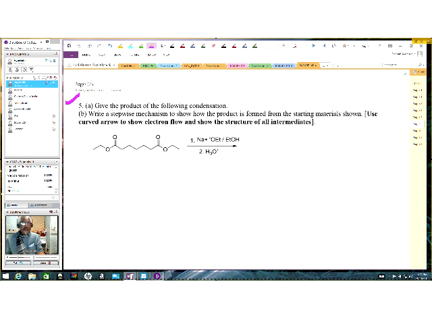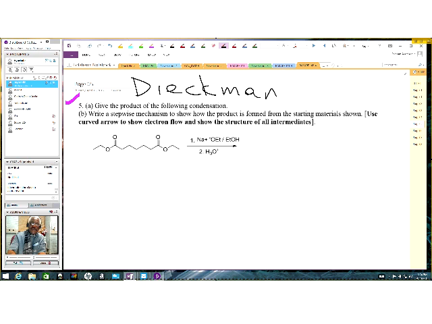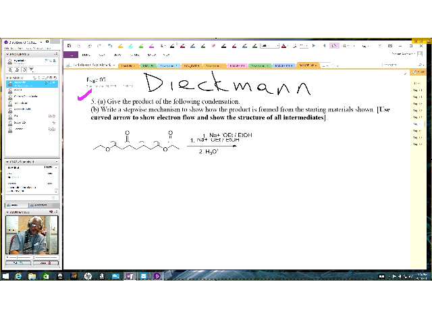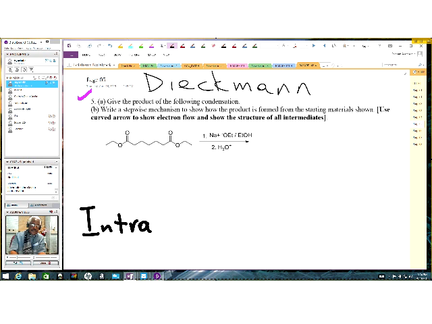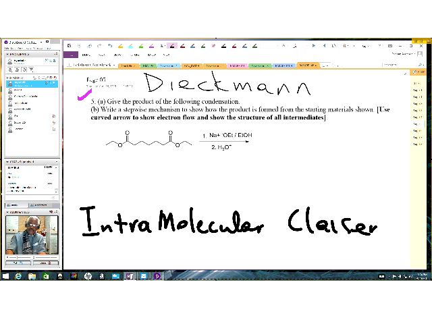Okay. So in this particular question 5, what they want us to do is give the product of the following condensation. This is another condensation. Now, in this case, this is not an aldol condensation, because for aldol condensation, you need either an aldehyde or a ketone. In this case, this is an ester, okay? Therefore, this is what we call intramolecular Claisen condensation, which is Dieckmann condensation. Some people refer to this as Dieckmann, which is an intramolecular Claisen condensation.